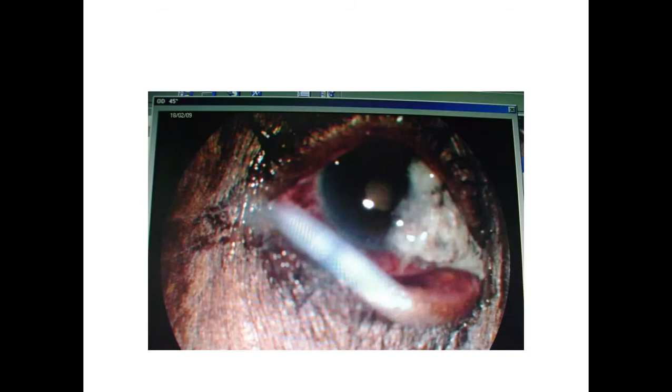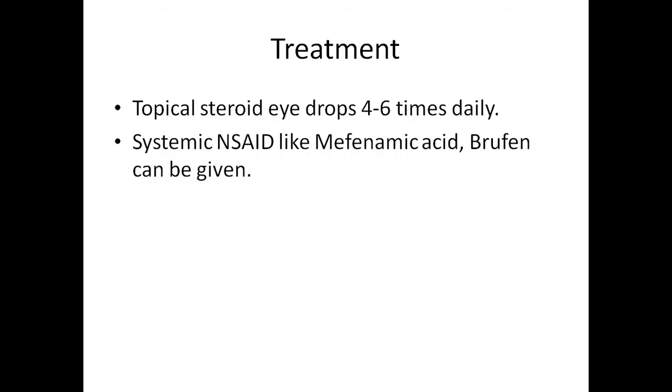Just now I talked about how OSSN looks. The treatment of episcleritis is topical steroid drops 4 to 6 times daily. Pulse steroid therapy has to be given. And whenever you prescribe steroid drops, you should tell the patient that these drops should not be used over the counter, because episcleritis and scleritis have a tendency to recur.